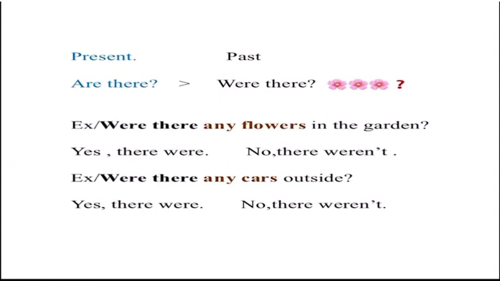لە حاڵەتی گۆڕینی بۆ ڕستەی نەرێ و ڕستەی پرسیاری، some دەگۆڕین بۆ any: were there any flowers in the garden? yes, there were. no, there weren't.